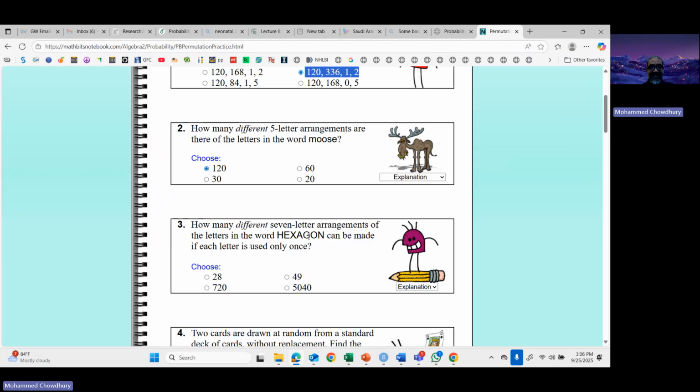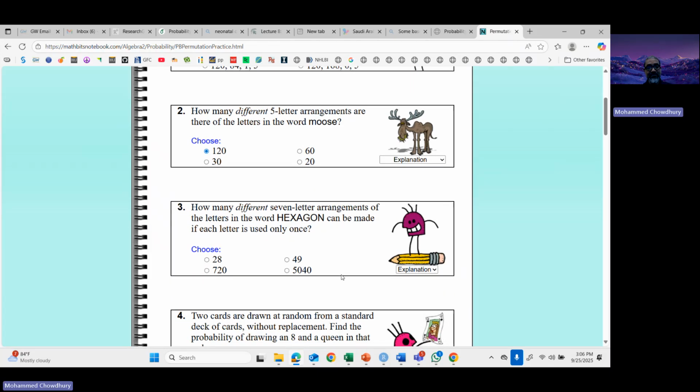How many different 7-letter arrangements of the letters in the word hexagon? So all are unique letters. So factorial 7, right? Just factorial 7.